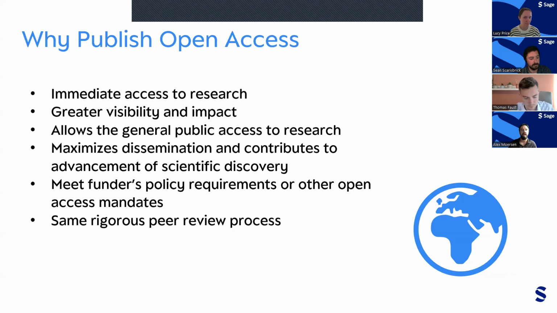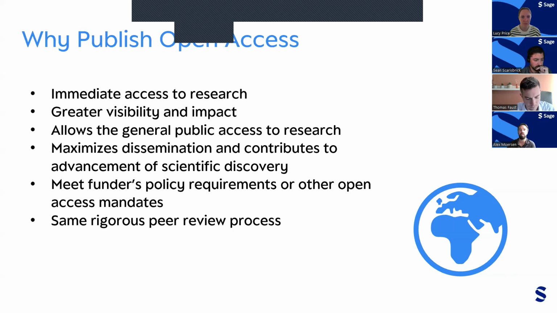Publishing your article open access means that your research will be free to read, copy, and reuse, and can be shared by anyone, anywhere in the world. In fact, studies show that publishing your article open access will increase the usage and impact of your research, as everyone can benefit from reading and using your research immediately, maximizing dissemination and contributing to the fast advancement of scientific discovery. Some authors also choose to publish open access to meet funder open access policy requirements.